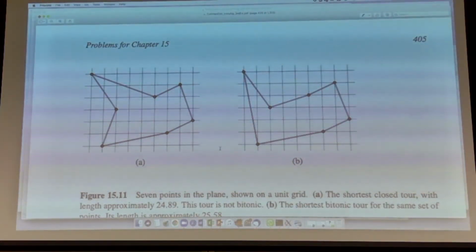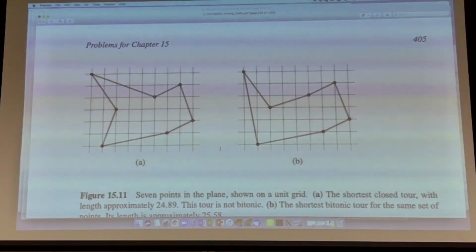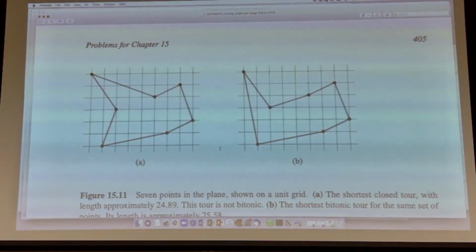The cost is the Euclidean distance. That's correct.